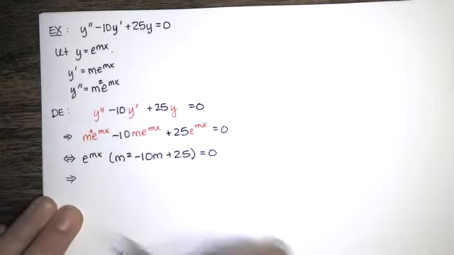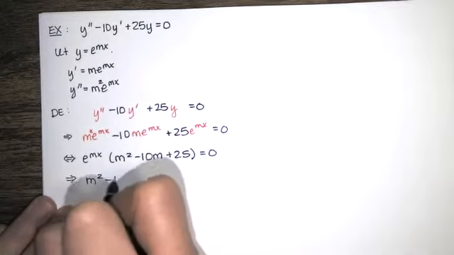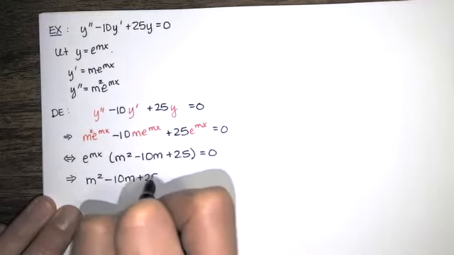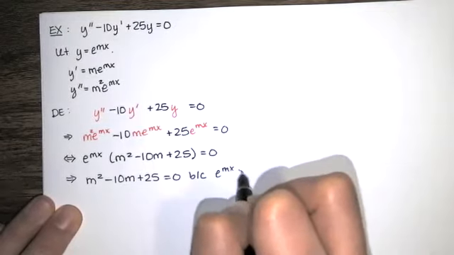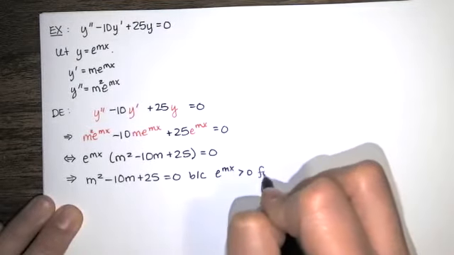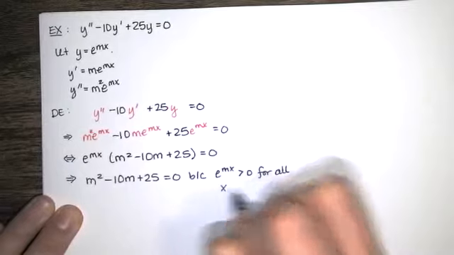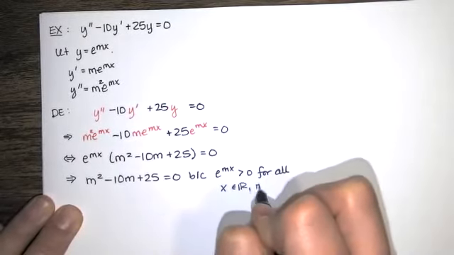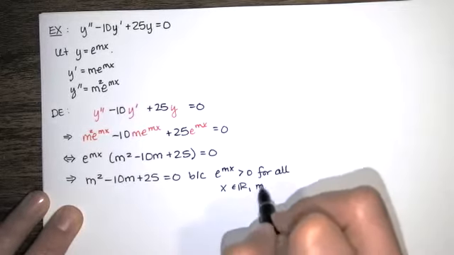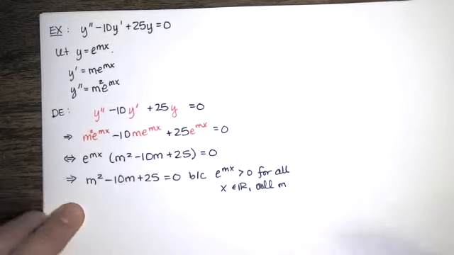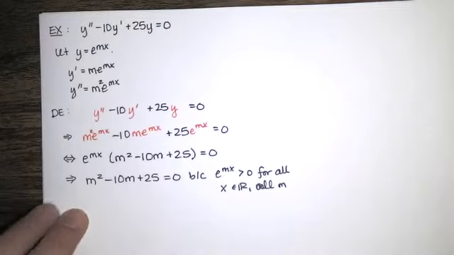And exponentials are never 0. So we'll have m squared minus 10m plus 25 is 0, because e to the mx is never going to be 0. So it's for all real numbers x and all values of m. So that's our characteristic equation.